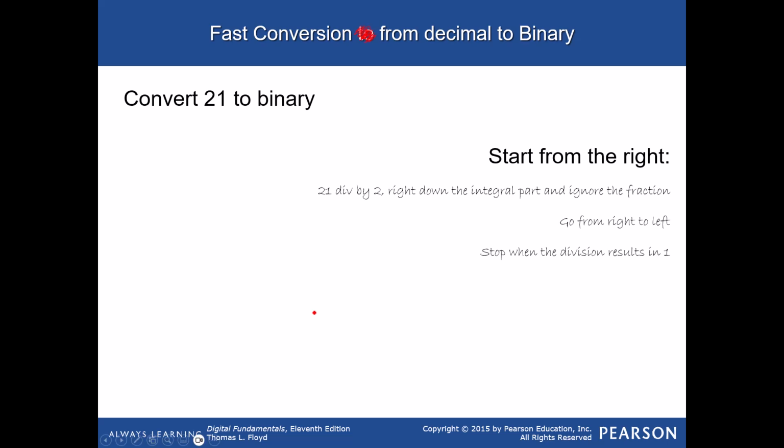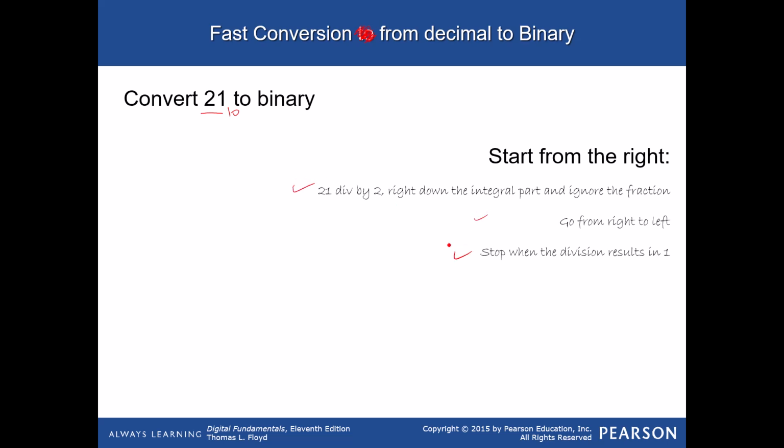Here is another method, and from my experience, students like this method. It's really faster. So somebody give us the number 21. As you can see, this is in decimal, and we are asked to get the equivalent in binary. So here are the steps how to do it.